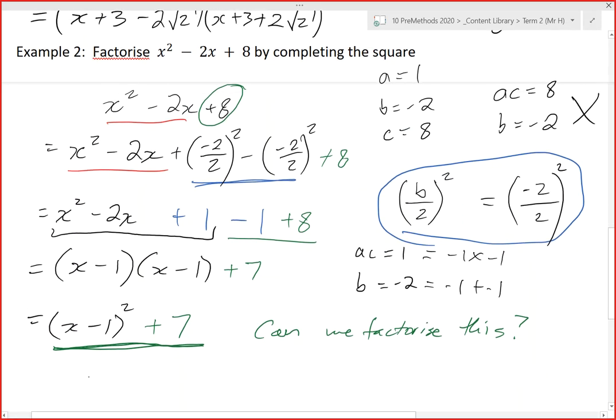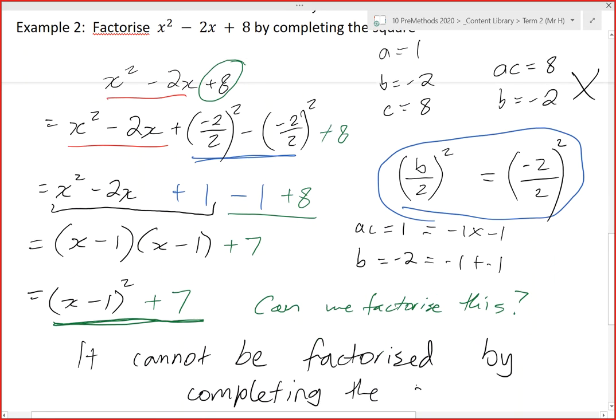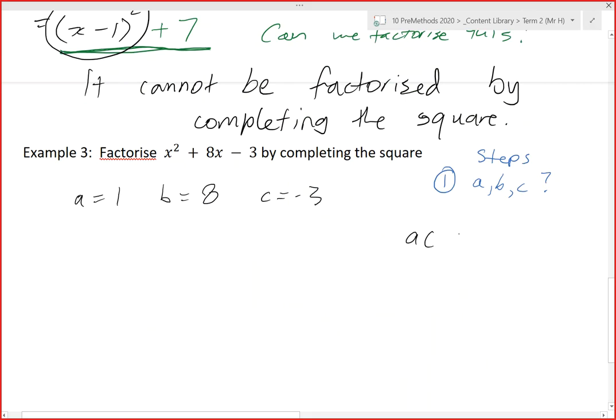So you write down, it cannot be factorized. So to do difference of squares, that has to be a minus. Follow the same steps. Is there any two numbers we can multiply to get AC and add to get B? Any two numbers we can multiply to get negative 3 and add to get positive 8? Nope, doesn't work. So we go straight into completing the square.